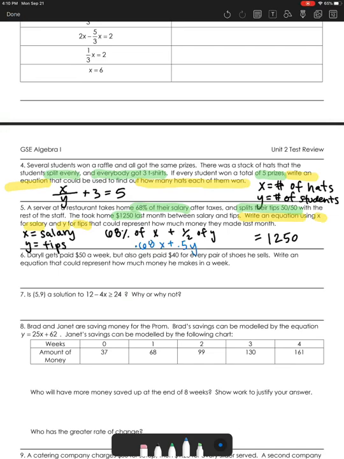Y equals 1,250. So this is your equation for this problem. If you have any questions on this, please ask during class tomorrow, but I hope that explanation helped think through logically which number goes with which variable and everything.